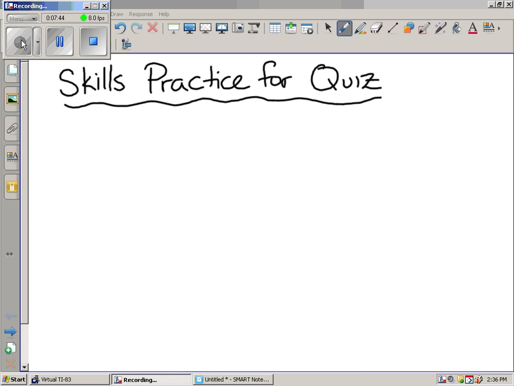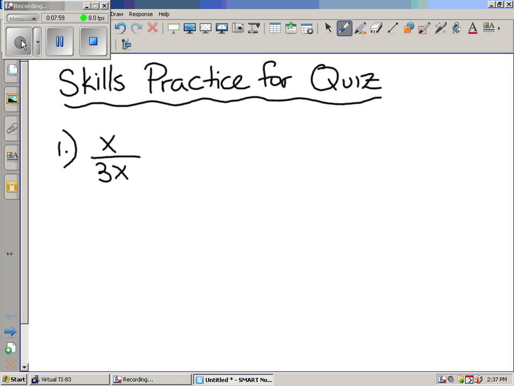Skills practice for your quiz. One skill that you need to be able to do is recognize when you can reduce things and when you cannot. Let's do this. What happens if I have x over 3x? Can that be reduced? Yes, it can, because there is no addition or subtraction going on, and so these two will cancel away, and so it's 1/3. It cannot just be 3, because the 3 is in the bottom of a fraction. 1/3 is very different than 3.